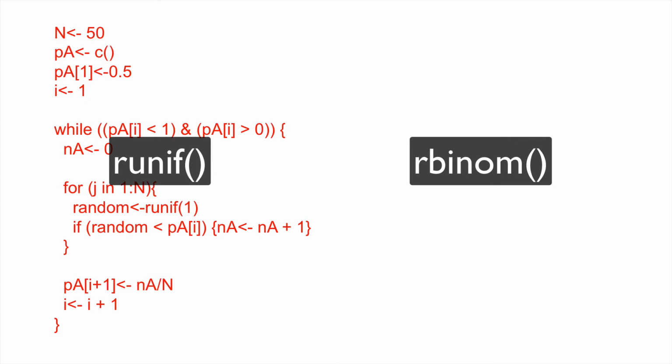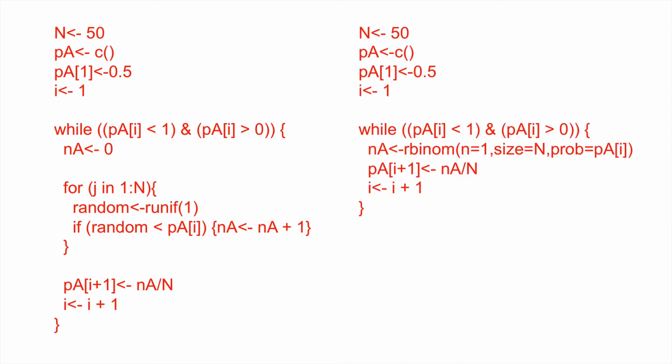In my opinion, this is actually the simpler of the two methods. So here's the bulk of the code, and you can see that it's very similar to the other code. We set the population size, we make an empty vector to store the proportions of type A, we set the first proportion to 0.5 since 50% of individuals in the first generation are type A, and then we have our index counter again, i, which is set to equal 1 initially.